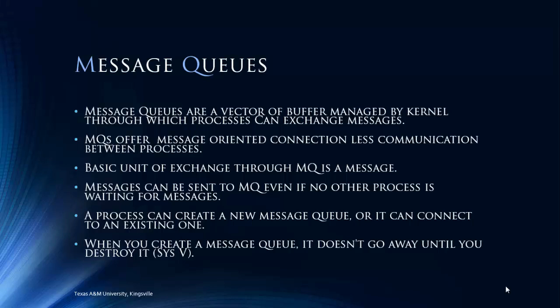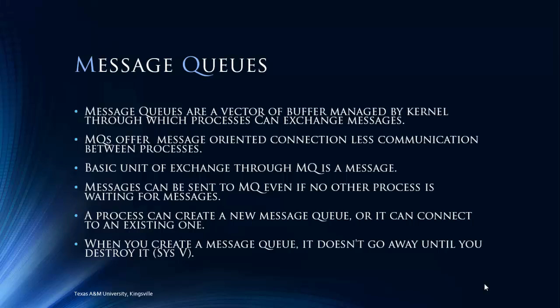Message queues are nothing but a vector of buffers. These vectors are managed by the kernel. Communication between processes happens through exchange of messages. Hence, the basic unit of exchange through a message queue is a message. Message queues are just like UDP in networks, which is a connectionless protocol. That is, message queues offer message-oriented connectionless communication between processes. That means messages can be sent to message queues even if no other process is waiting for messages.